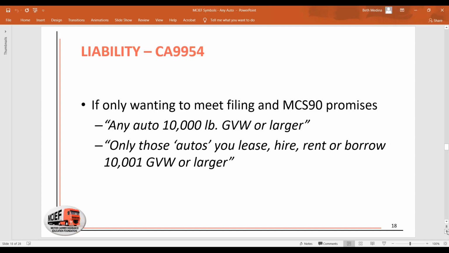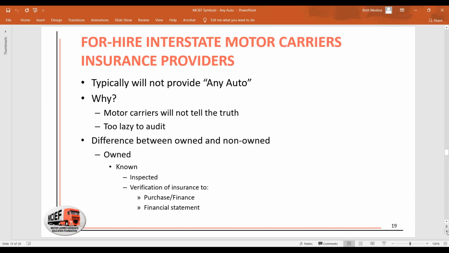So to relieve our problems of any personal vehicle exposure, meaning private passenger vehicles used personally, mopeds, motorcycles, those kinds of things, you'd want to have any auto 10,000 GVW or larger. If you write any auto, or if you write a hired auto separately, only those autos you lease, hire, rent, or borrow 10,001 GVW or larger. That's the consideration you want to have here, again, to get rid of the personal auto exposure.